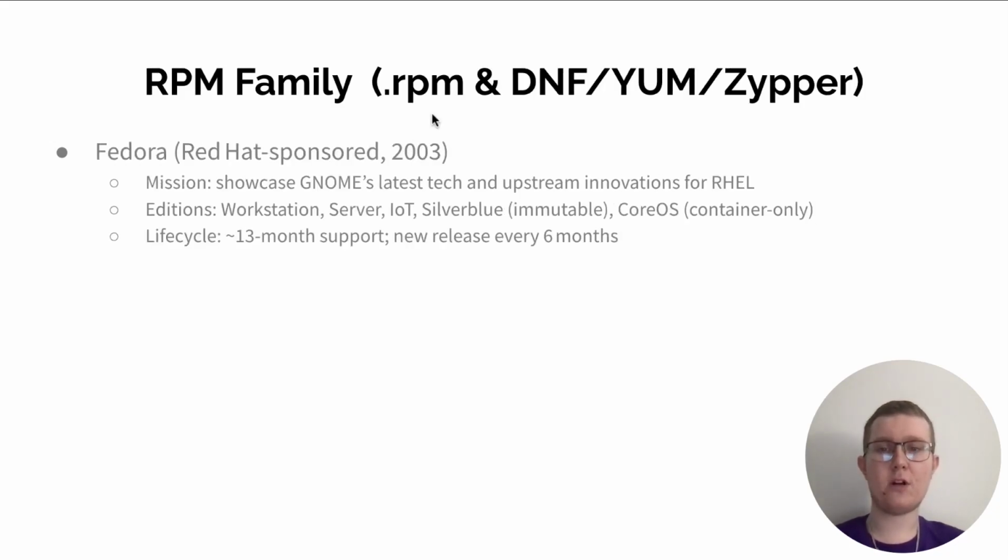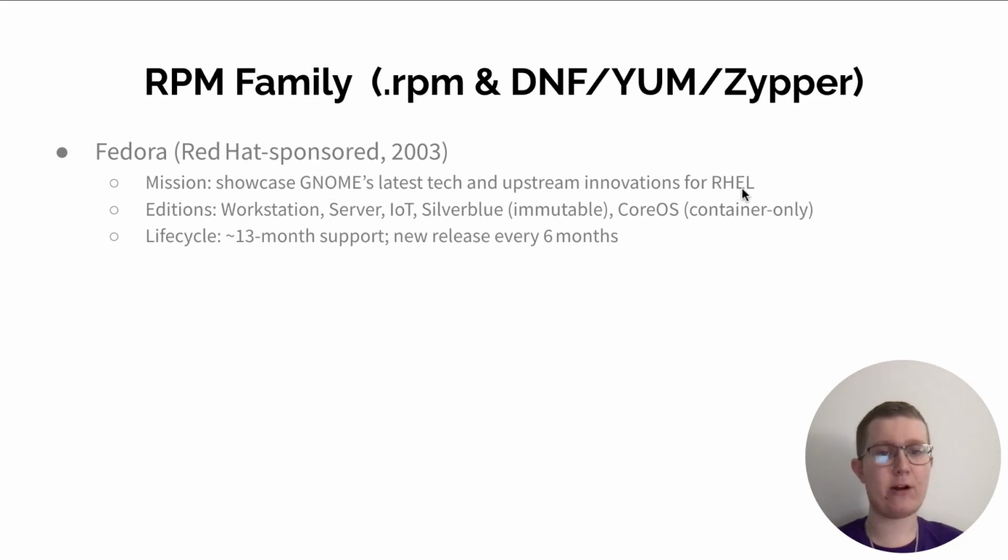So the next popular family is called the RPM family. This is the .rpm package and the DNF, Yum, and Zypper package managers. Fedora is Red Hat sponsored, from 2003. The mission is to showcase GNOME, the desktop environment, and its latest tech, upstream innovation for RHEL, which I'll be getting into in the next slide.